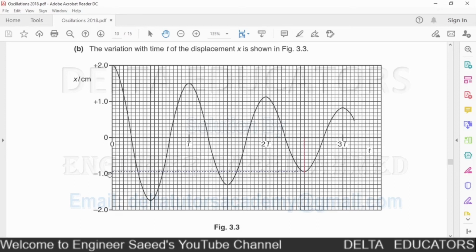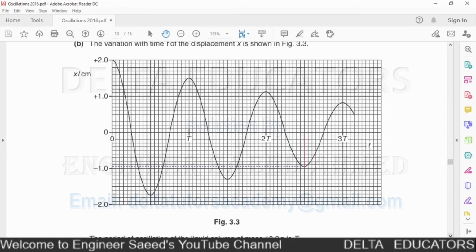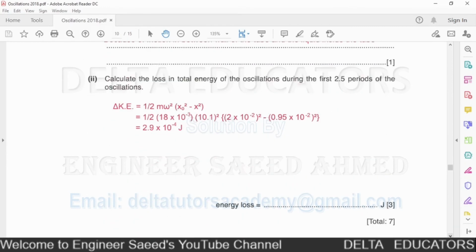It is 0, it is 1. Here 1 square represents 0.1. So up to this point it will be 0.9, then it is 1. This line is in between these two points, so it will be approximately equal to 0.95 centimeter. Now again this 0.95 centimeter we have to convert into meter, so we multiply it by 10 power minus 2.